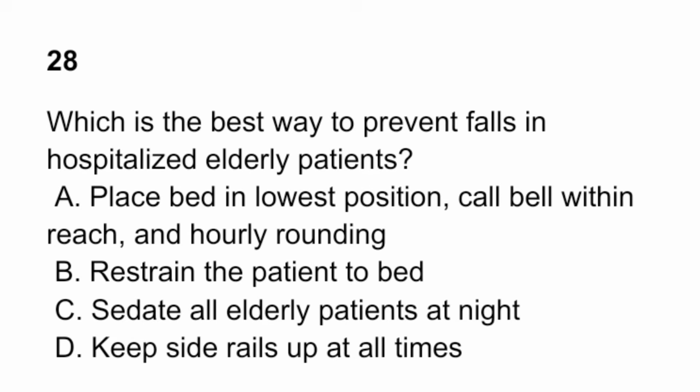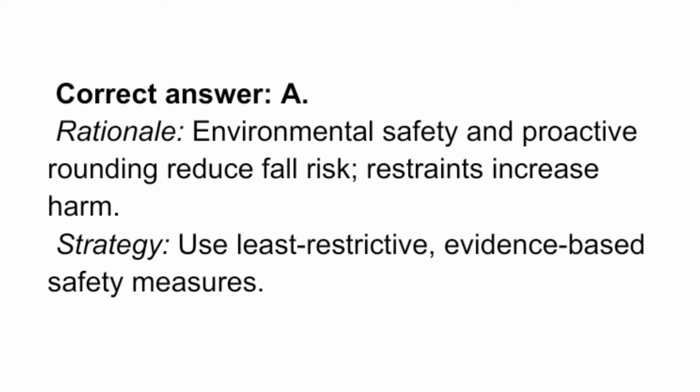28. Which is the best way to prevent falls in hospitalized elderly patients? A. Place bed in lowest position, call bell within reach, and hourly rounding. B. Restrain the patient to bed. C. Sedate all elderly patients at night. D. Keep side rails up at all times. Correct answer, A. Rationale: environmental safety and proactive rounding reduce fall risk, restraints increase harm. Strategy: use least restrictive, evidence-based safety measures.